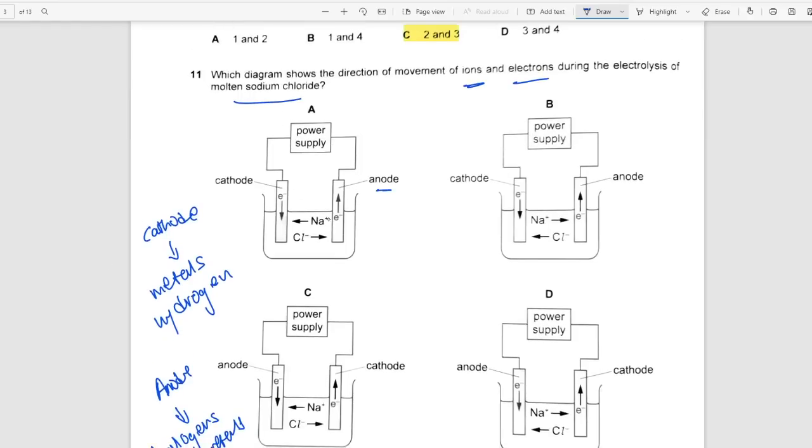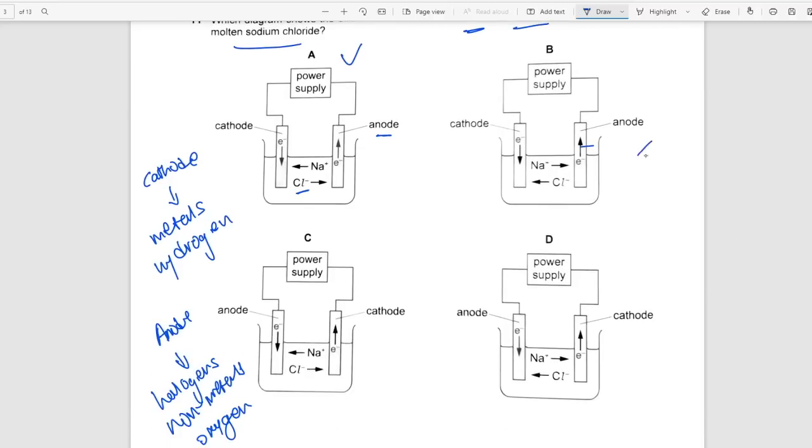So let's see. The anode always has to have chlorine. This one can be a possibility, this one cannot be a possibility. Anode, chlorine, yeah, this could be a possibility. So it's A or D because chlorine has to be in the anode.